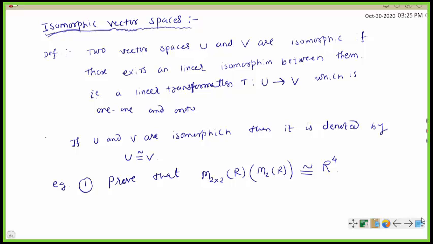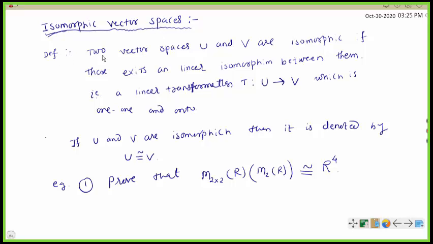Hello students, in this lecture we will see one important concept related to a vector space, that is, two vector spaces are different but they are structurally same. So we have to define isomorphic vector spaces.